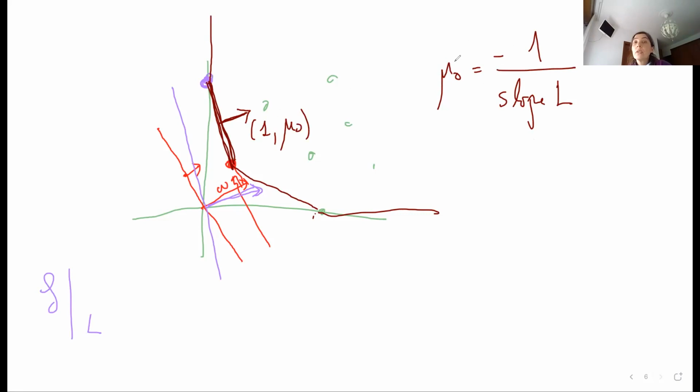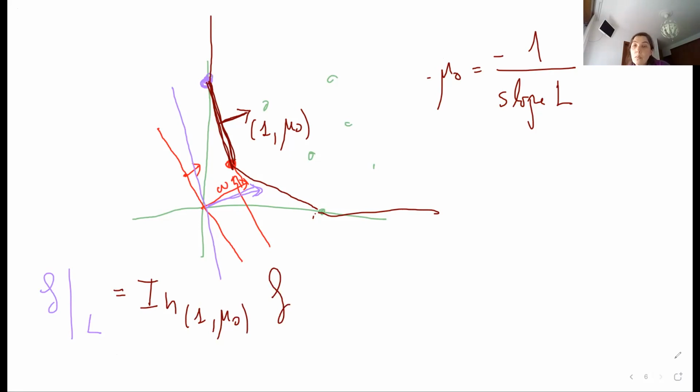It's the same to say that mu0 is -1 over the slope of an edge than to say that (1, mu0) is orthogonal to the edge. This is equivalent. So this is going to be the initial (1, mu0) part of f. That would be in tropical language.